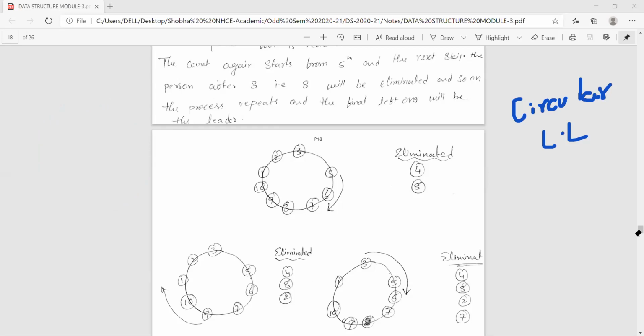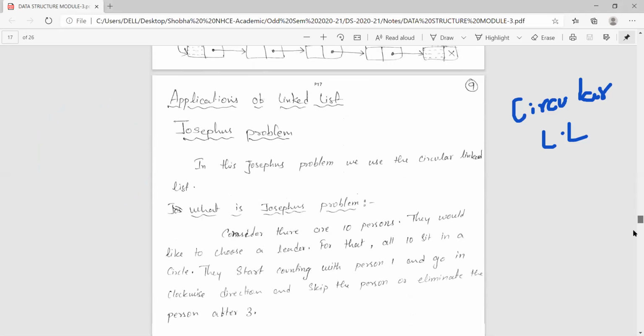If I start from 4, I will use this time.